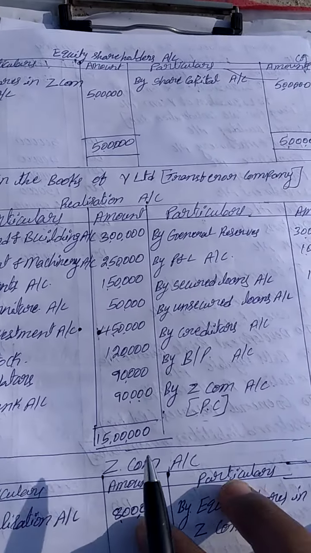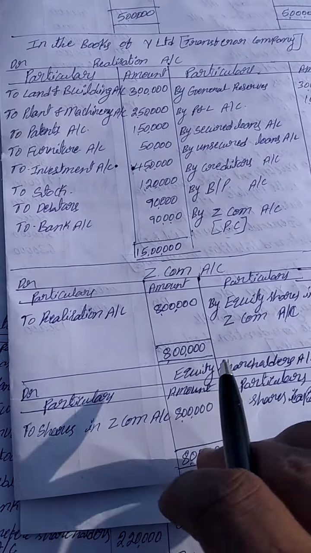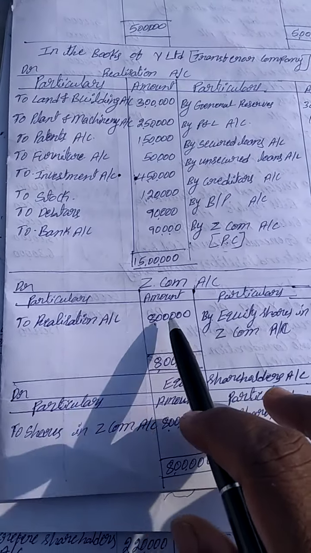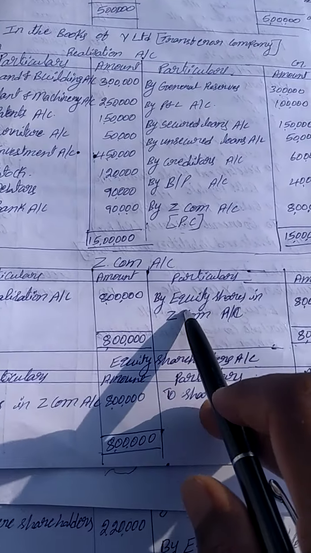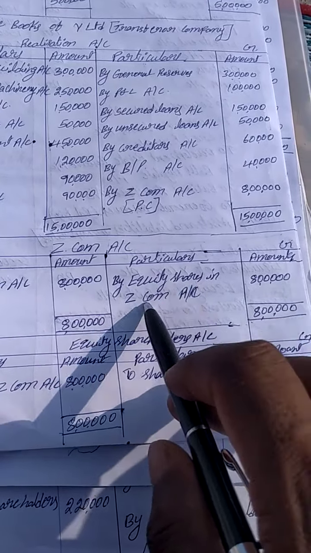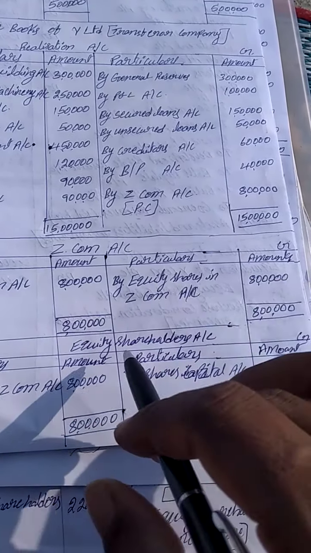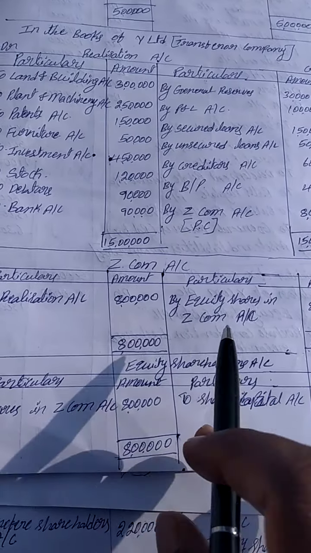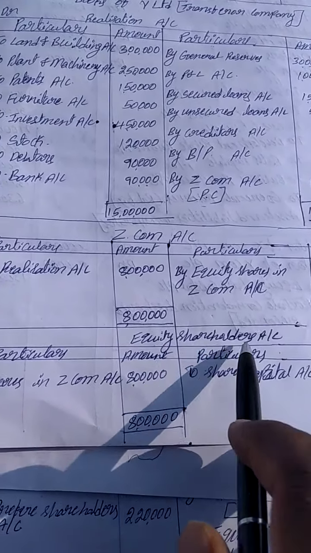We have to remember. Next account is the transferee account, that is the Z Company account. Z Company account debit to realization account, that is the purchase consideration in the form of equity shares, that is equity shares in Z Company, 8 lakhs. Total 8 lakhs. Next, equity shareholders account.